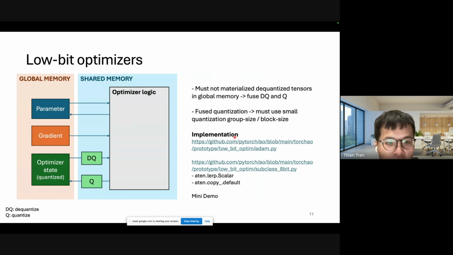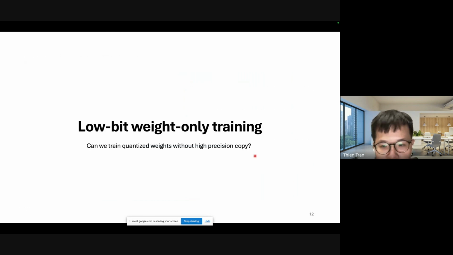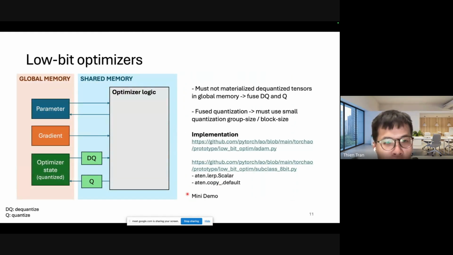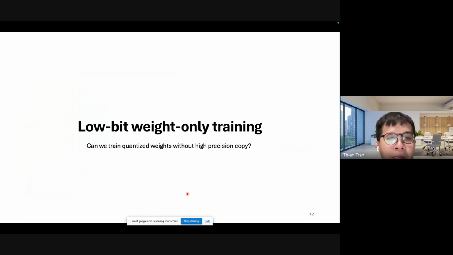All right. Does any one of you have questions regarding low bit optimizers? If not, I will just move on to the next part. This will be the more exciting part, I would say. So now we are entering the realm where we try to use low bit for the parameter weight itself.